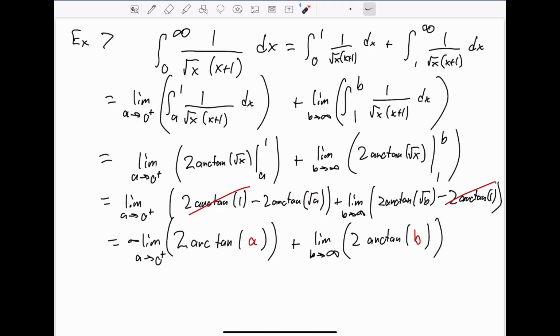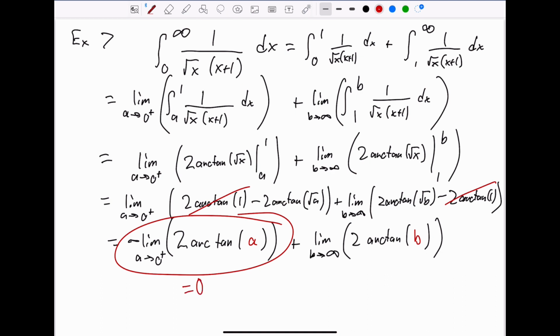From the Desmos graph, this first limit is just 0. As a approaches 0, arctangent of a also approaches 0. So I have 0. The second limit is pi over 2. And since I have a 2 times the arctangent, my answer here is 2 times pi over 2. The final answer is simply pi. I think this is a great example. It's rather complicated, but this improper integral converges to the value of pi.